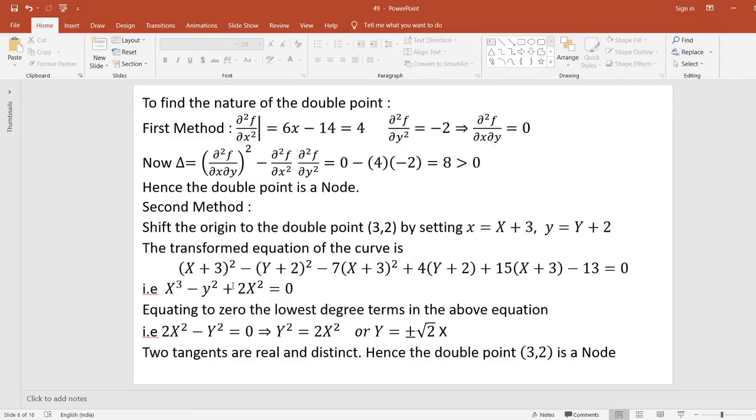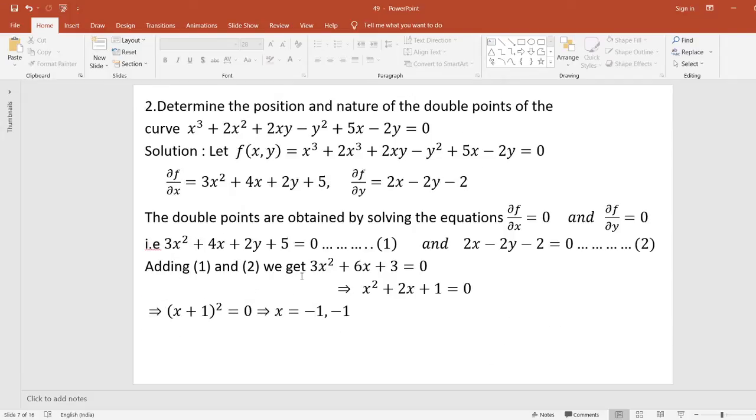In this equation, the highest degree is 3 and the lowest degree is 2. Those terms are 2x square minus y square. Equate that to 0. We have 2x square minus y square is equal to 0. That implies y square is equal to 2x square, that is y is equal to plus or minus root 2 x. Here, these are real, not imaginary. Obviously, they are not equal to 0, and these are distinct also. One is plus and one is minus. So, real and distinct means that the double point is a node. We can find this from this method or from the other method. Any one method can be used to find out the nature of the double point.